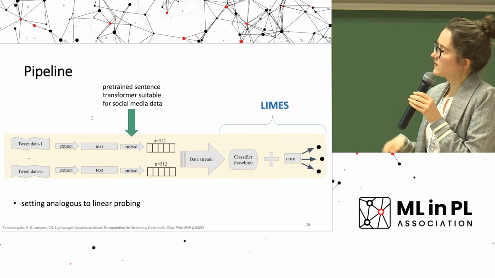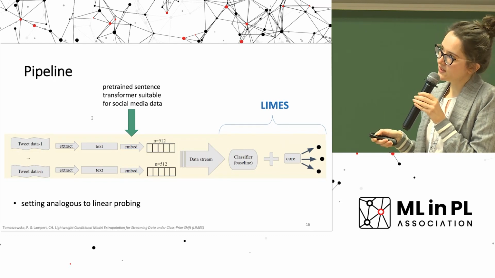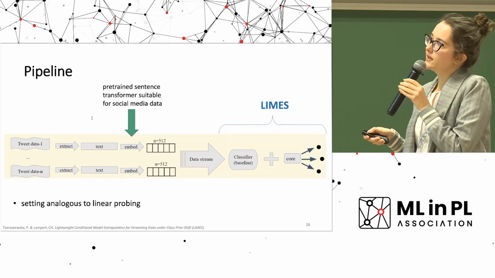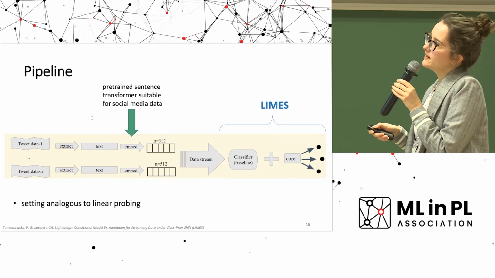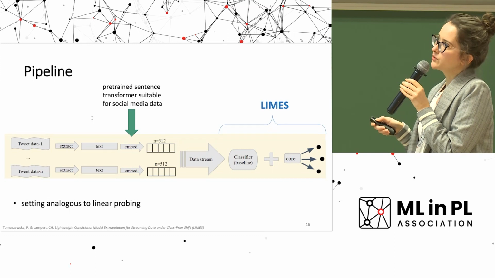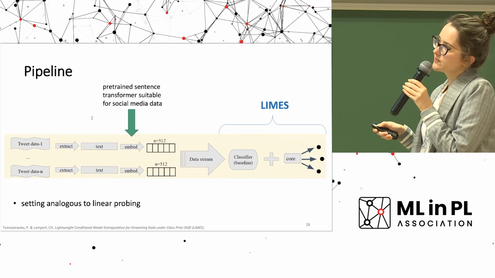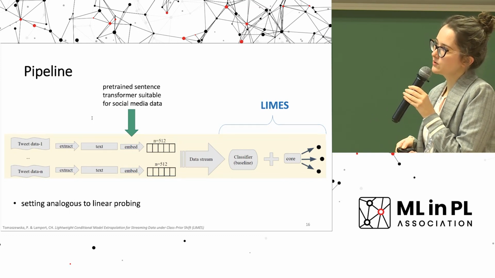And the pipeline, okay, we had the text of the tweet, we used the pre-trained transformer to do the embedding, and then there was a classifier with the ability to move to different scenarios. And the setup was very much similar to linear probing.